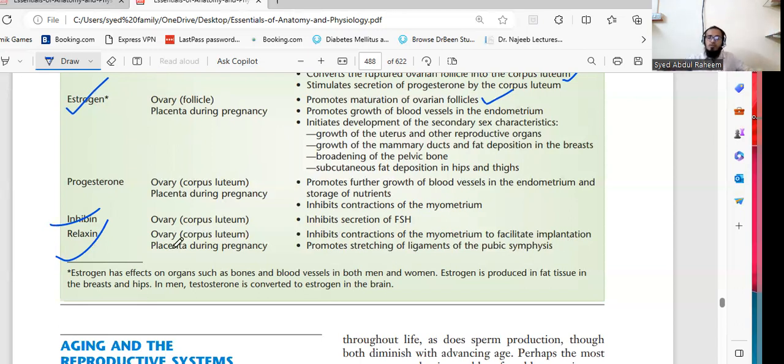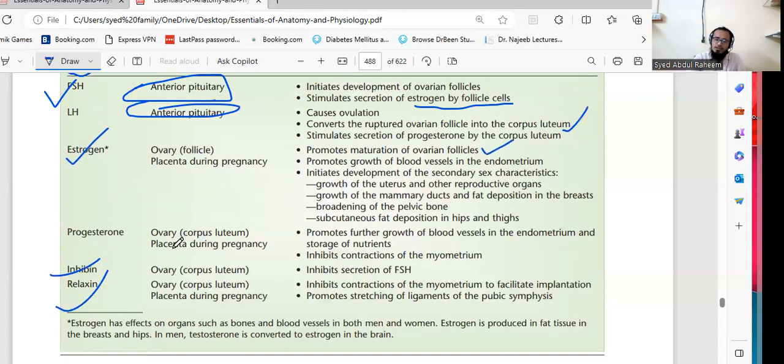And relaxin, what will it do? It will facilitate implantation. It will contract. Contraction, what will happen? It will relax. So they are mostly helpful.